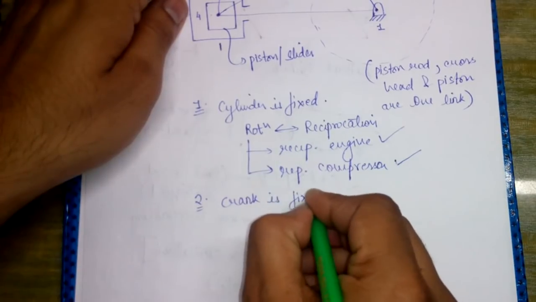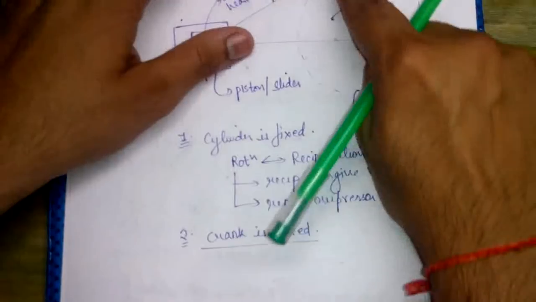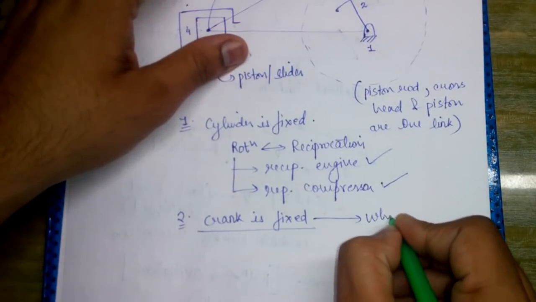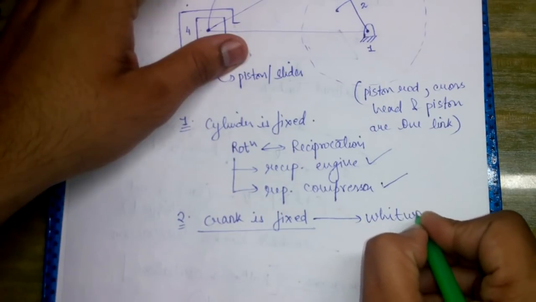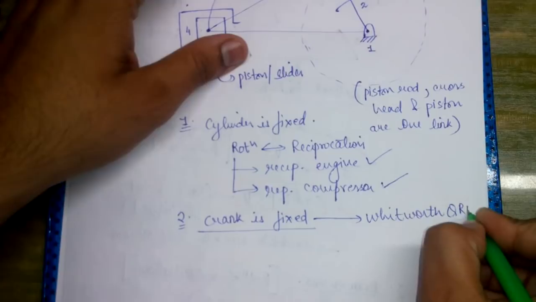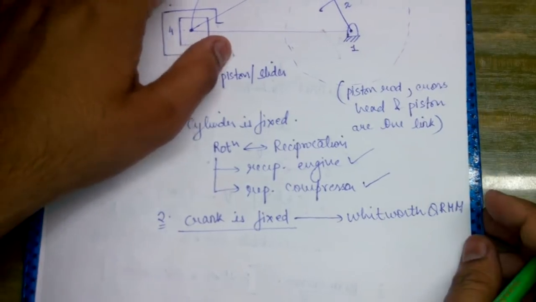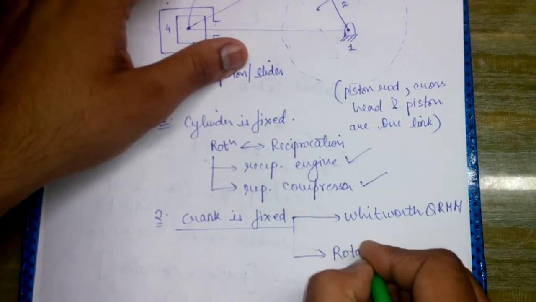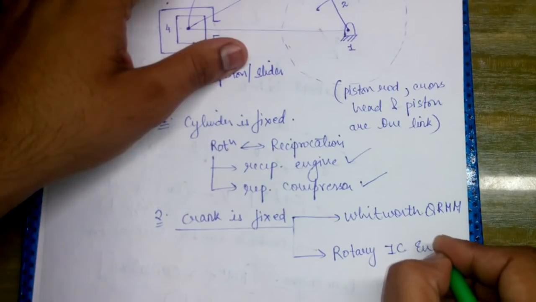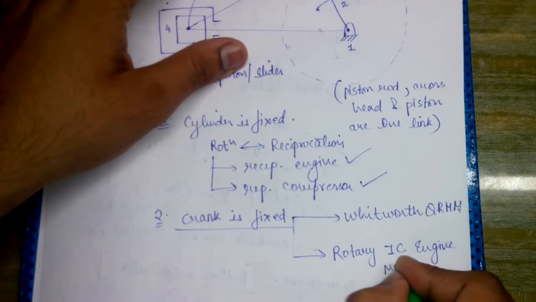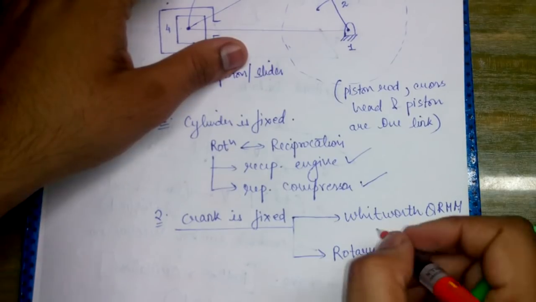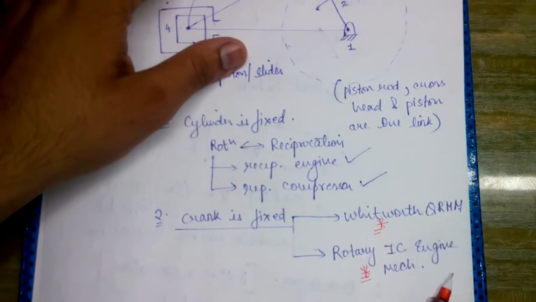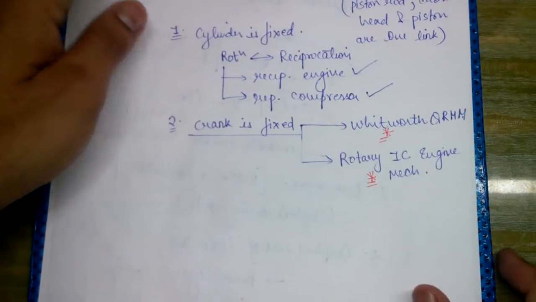Crank is fixed. Now if this rod, that was the crank, is fixed, then there are two important inversions, that is the Whitworth quick return motion mechanism. I am writing QRMM, it simply means quick return motion mechanism, and the second one is the rotary internal combustion engine mechanism. Actually, both these mechanisms have become outdated. I am putting a star because they have become outdated.